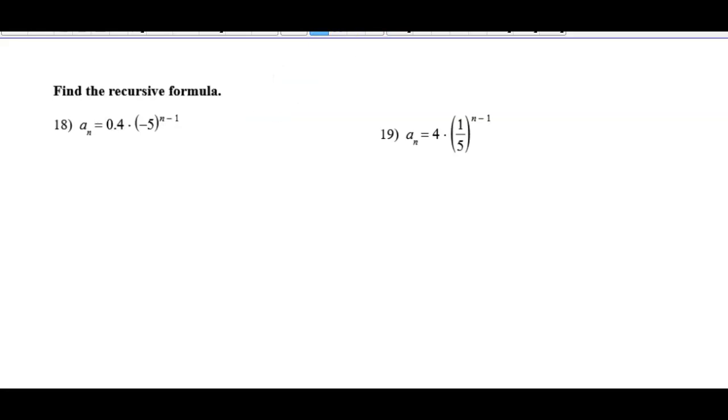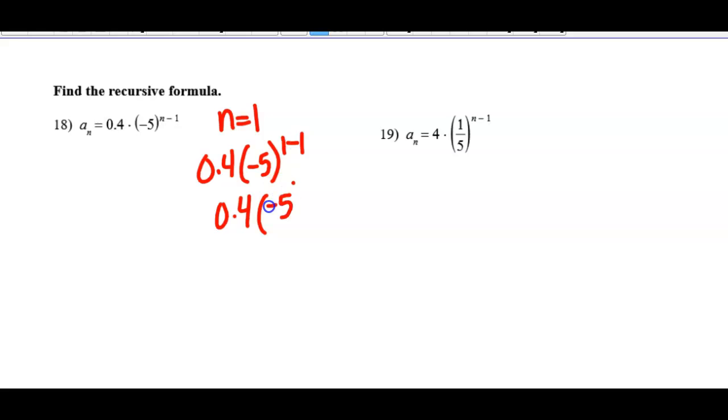All right, find the recursive. Well, we really already know a bunch of things, but just in case there was not an n minus 1 up here, to find the first term, we could put in a 1. So 0.4 times negative 5 to the 1 minus 1 would be 0.4 times negative 5 to the 0. Anything to the 0 is 1, so we just got 0.4 is the first term. It's supposed to be a decimal point.